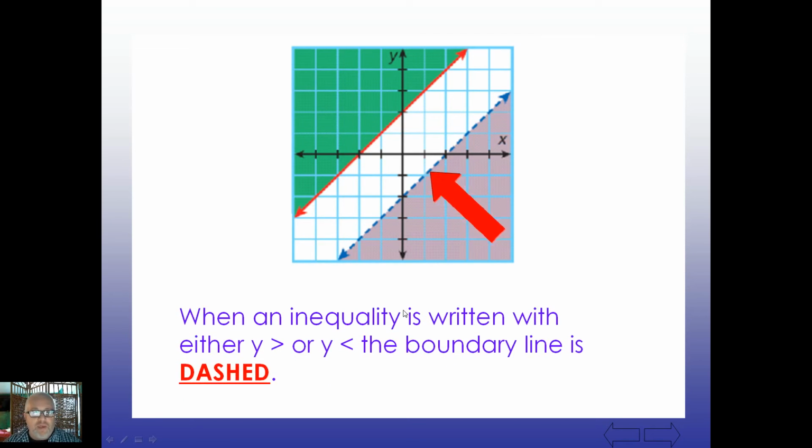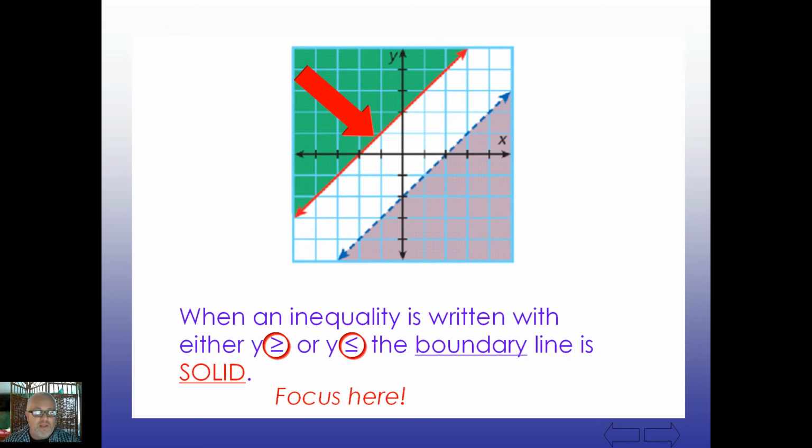Now, if it's dashed, we're going to get a strict inequality, which simply means that all of your answers are below or above the line. That does not include the line as an answer. So this means everything below the dashed line but not including it. So strictly greater than, strictly less than, as opposed to the one that had the equal sign, which includes the line in the answer.